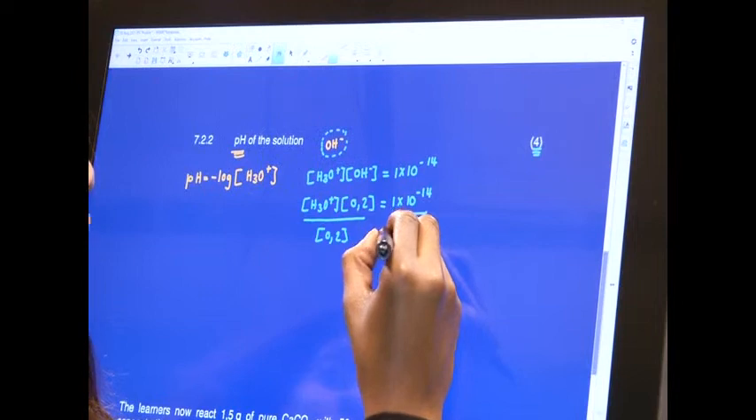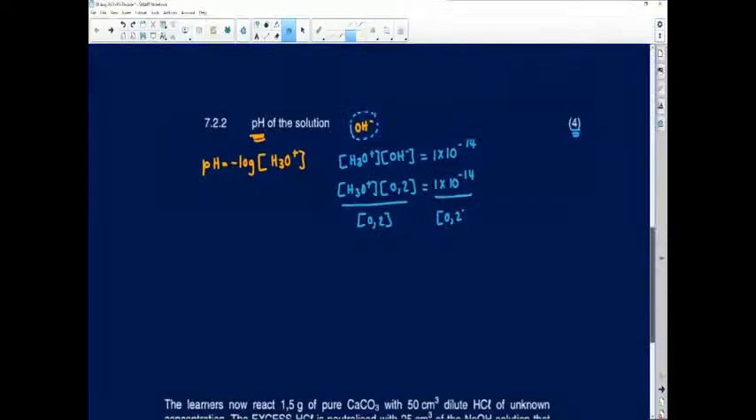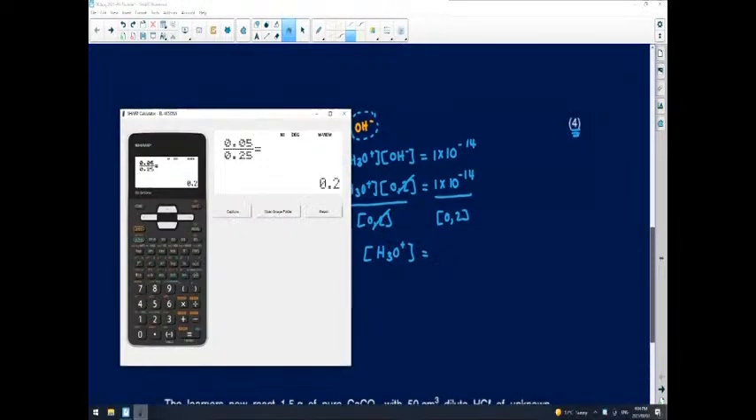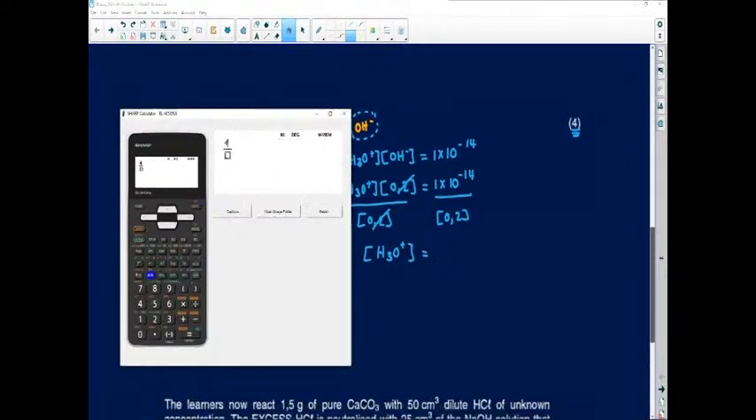What you do on the one side, you have to do on the other side. On this side, this and this will cancel. Then I'm going to have the concentration of H3O plus. I'm going to put this side exactly as it is on my calculator. Remember to always put brackets, otherwise your calculator will do BODMAS first.